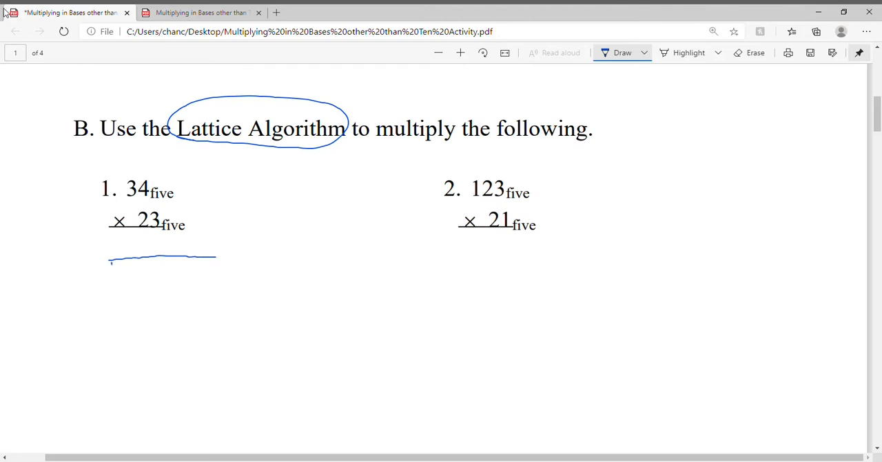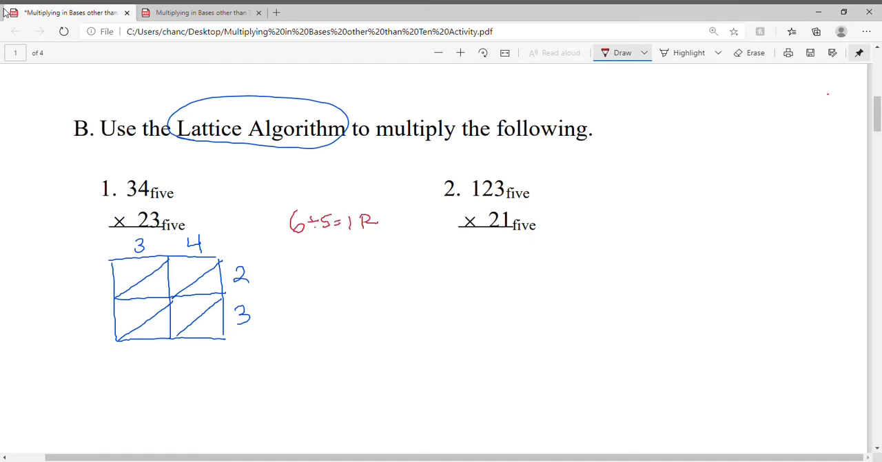I'm going to start by constructing this rectangle. Now inside this rectangle, I'm going to split it into 4 and then split it again by diagonals. The number on top is 34, we'll write 34. The number on the bottom is 23, so I'm going to put 23 here on the side. Now I can begin to multiply. 3 times 3 is 6. 6 does not exist in base 5, so let's convert it to base 5. That's 1, remainder 1. So I have a 1 here and a 1 here.